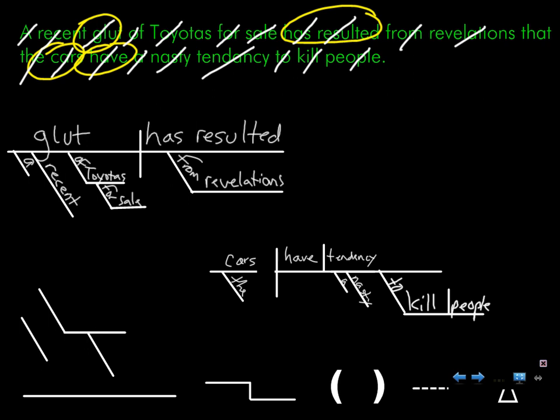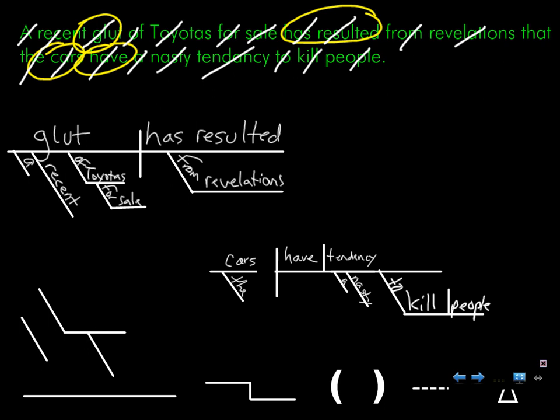Kirsten? Resulted to tendency. How? What are you thinking? Like, what's the relationship? And here's what I mean. From Revelations modifies resulted. So where it resulted, or how it resulted. Of Toyota's modifies glut, tells me what kind of glut. What's the relationship between this clause and what we've got up here? What about Revelations?